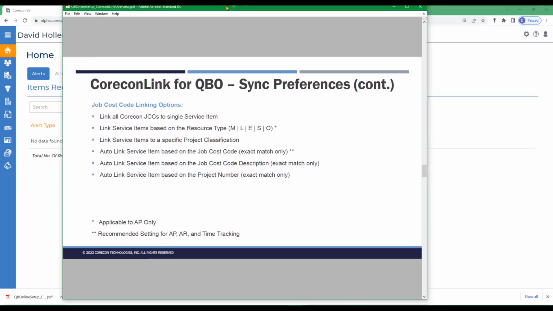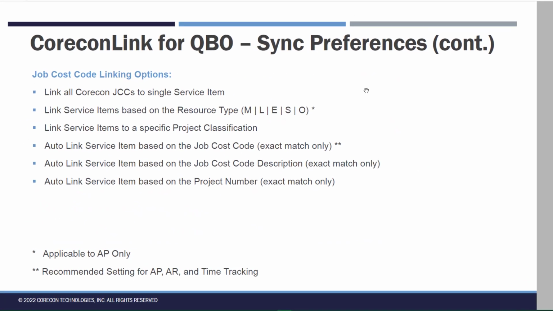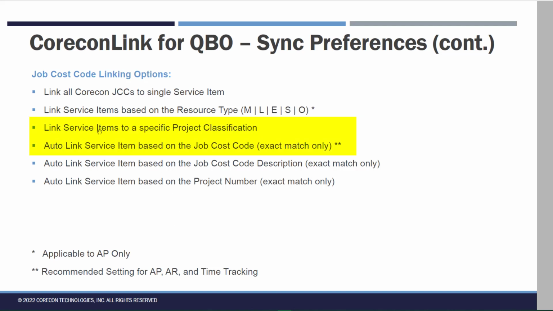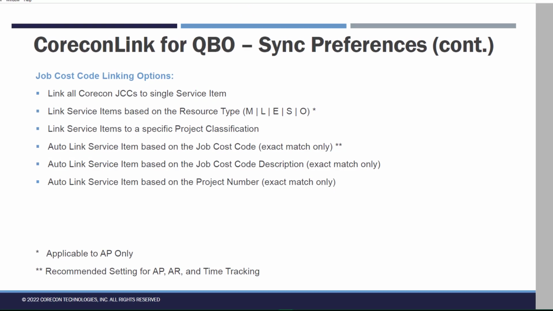Back to Corecon Home. And back to the job cost sync preferences options. Two of these options should also be considered before you set up Corecon link to QuickBooks Online sync preferences. The one is the option to create service items in QuickBooks so that you can export by project classification. The other is the option to auto link service items based on the job cost code exact match only. That's dealing with the job cost code number.